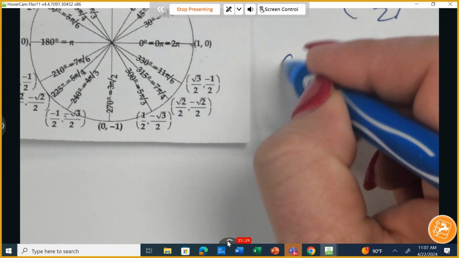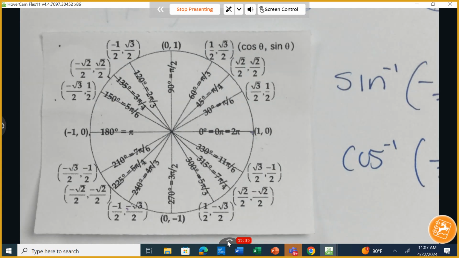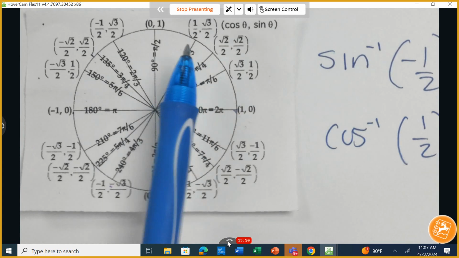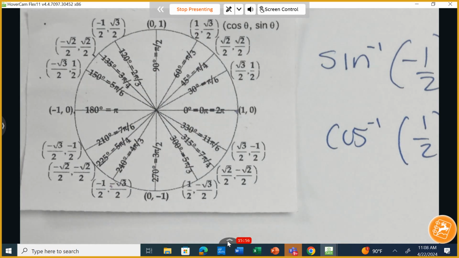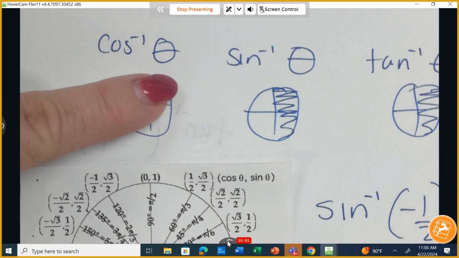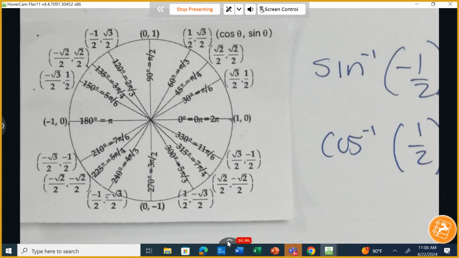Let's try another one. Cosine inverse of positive 1/2. Turn to your partner. Please identify 2 places where the cosine is positive 1/2. Where are they? It's positive 1/2 both at 60 and at 300. How do I know which one it is? Do I put down 60? Do I put down 300? It could only be in quadrants 1 and 2, which means the correct answer is 60. Can I have a thumbs up or thumbs down right now if you're understanding?